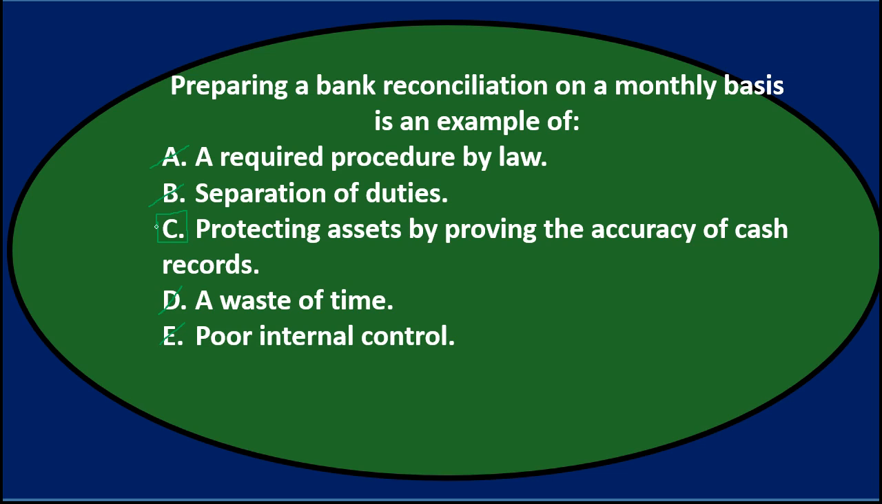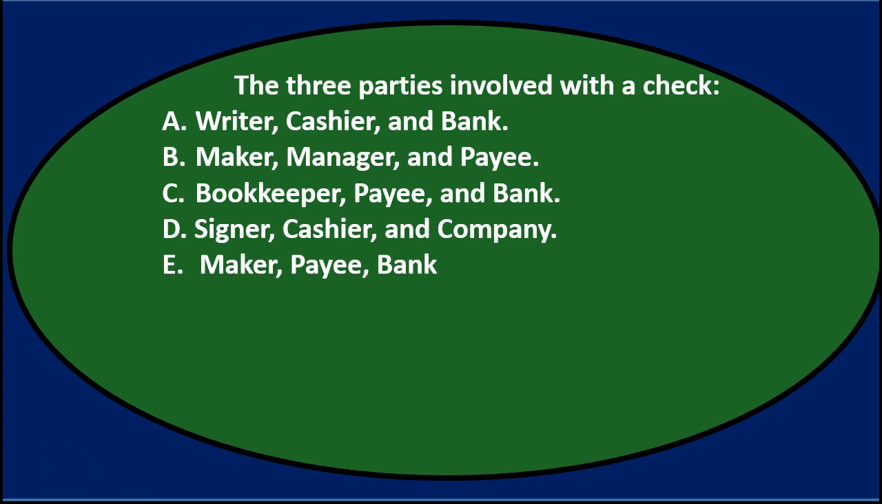And that's kind of what we're doing here. We're basically double checking the cash records by a third party, the bank, to double check the activity that has happened, thereby getting a better understanding of cash, which could help us to protect the assets. So that sounds reasonable. Let's read it one more time, question and answer. Preparing a bank reconciliation on a monthly basis is an example of C, protecting assets by proving the accuracy of cash records.